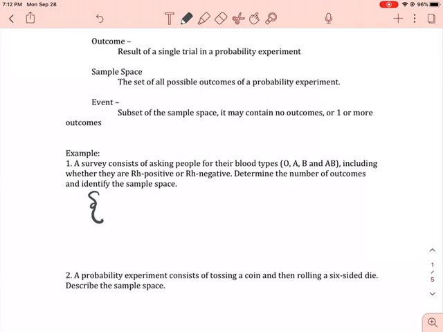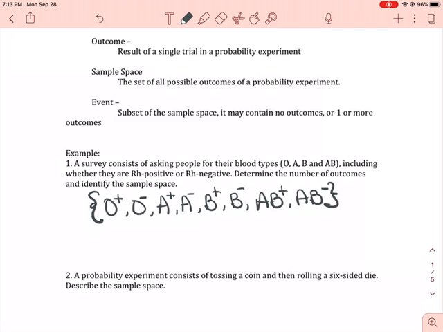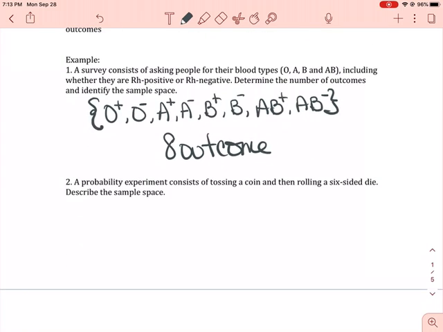Okay, so when we write a sample space, we usually write it with braces, like set notation. And I'm just going to list it. You can be O positive, you can be O negative. You can have A positive, or you can have A negative. You can be B positive, or you can be B negative. You can be AB positive and AB negative. And those are all the possible outcomes. So there's 1, 2, 3, 4, 5, 6, 7, 8 outcomes. So we want to list the possible outcomes and state how many there are.